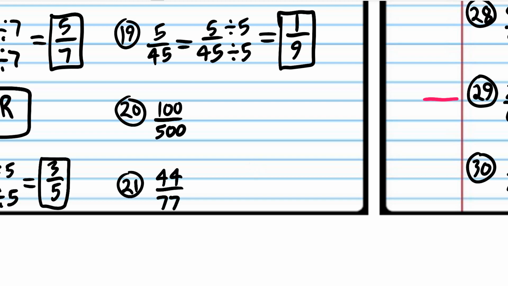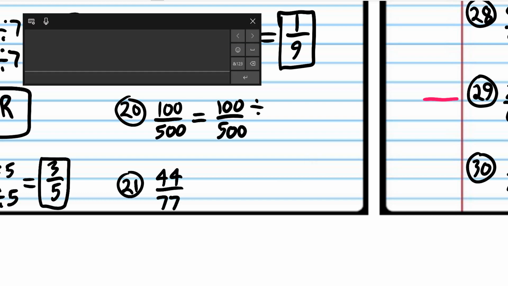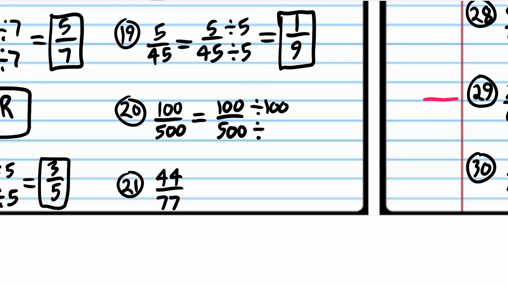All right, we're back. Which number can we divide into 100 and 500? It has to be the same number that divides into both 100 and 500. Well, you could divide both sides by 50 and you get 2 over 10, but that's not reduced completely. You can divide both sides by 2 and you get 50 over 250. You can divide both sides by 25 and you would get 4 over 20, I believe. But the fastest way to do it is just to divide both sides by what we call the greatest common factor, which is 100. And you get 1 over 5. That's the fastest way to do it.